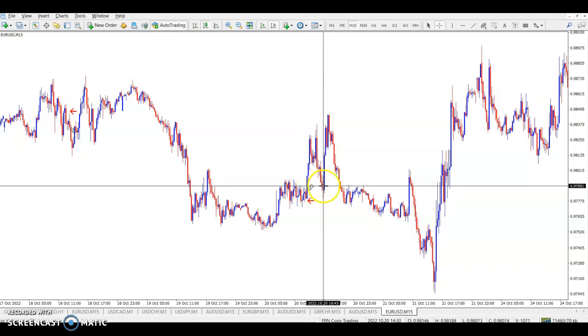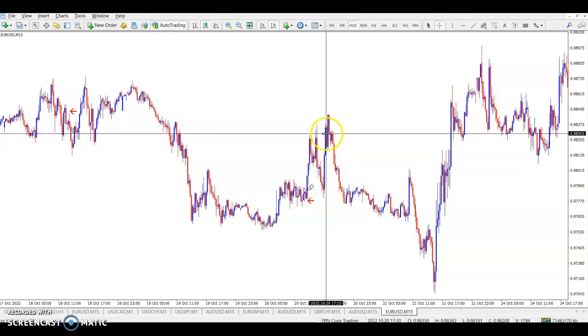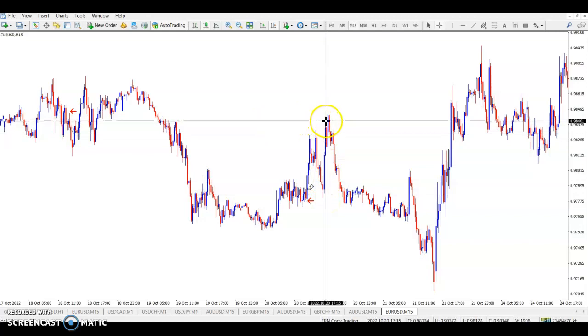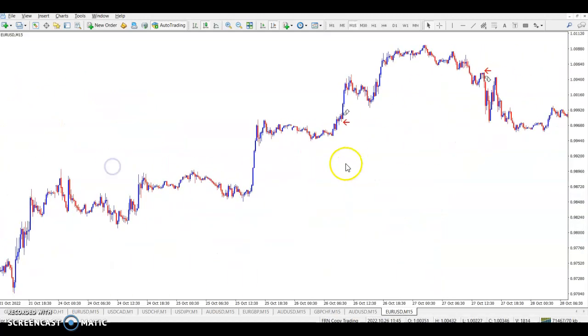So here we wait, come down, it gets activated here, comes down to about there, doesn't break our stop loss, and goes up to our take profit, which is there. And what did we say that was? That was about a 4.5 to 1, wasn't it? Okay, let's have a look at a couple more examples.